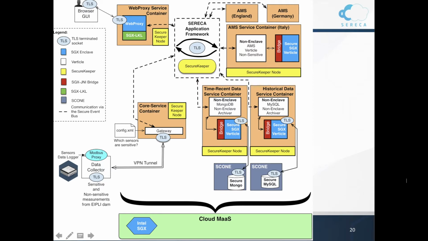Hi, in this video I'm going to show one of the two Sereca pilot applications, namely RiskBuster. RiskBuster is a monitoring application for a particular critical infrastructure, which is a water supply infrastructure that must provide secure data communication, secure storage of recent data, secure storage of historical data, reliable reporting to human operators, and finally secure and timely detection of anomalous situations.